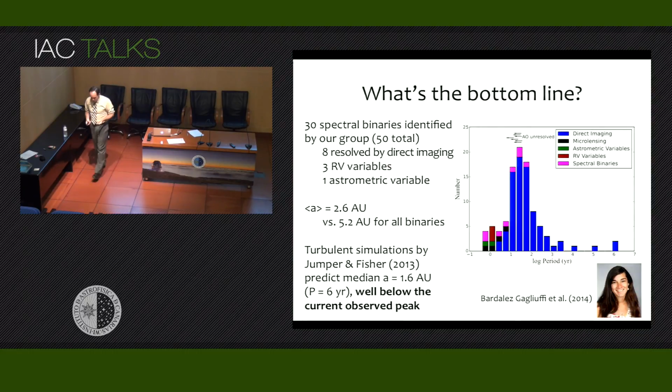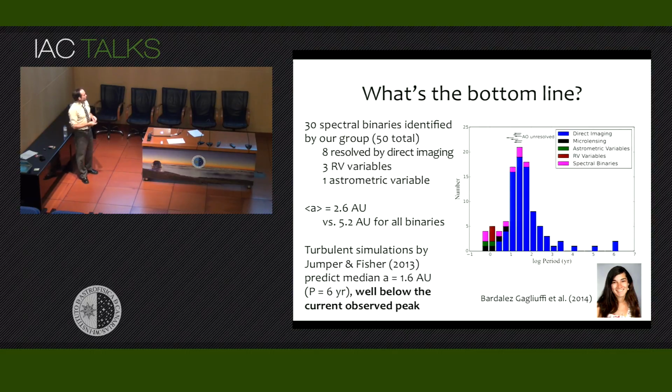Well, this is the thesis project of my student Daniela Barrales-Cagliuffi, who, by the way, was here, I think, maybe 3 or 4 years ago, 5 years ago, as a summer student doing research. And she's looking at the separation distribution of the systems that we're able to resolve or at least follow up with radial velocity or astrometric variability.